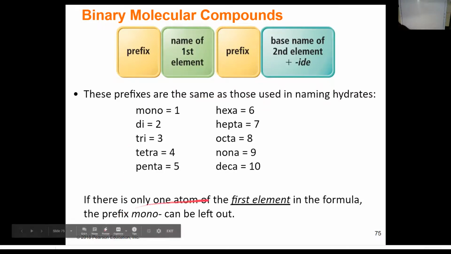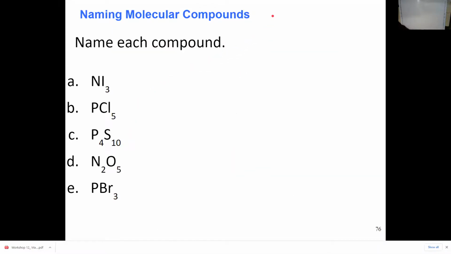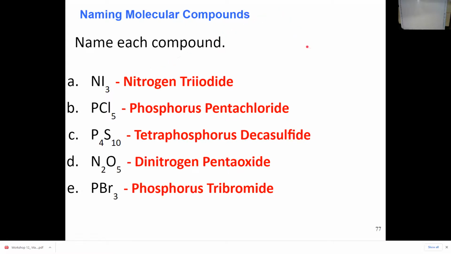Okay, so these are the prefixes that we're going to use to indicate the number of atoms that are present. And we have some more examples here. You can take a second, pause this, try them out if you haven't already. I'm going to click ahead. This should all make sense to you. You're going to notice that every element is represented in the order that the formula is written, and the number of each atom present in the formula is represented by these prefixes.